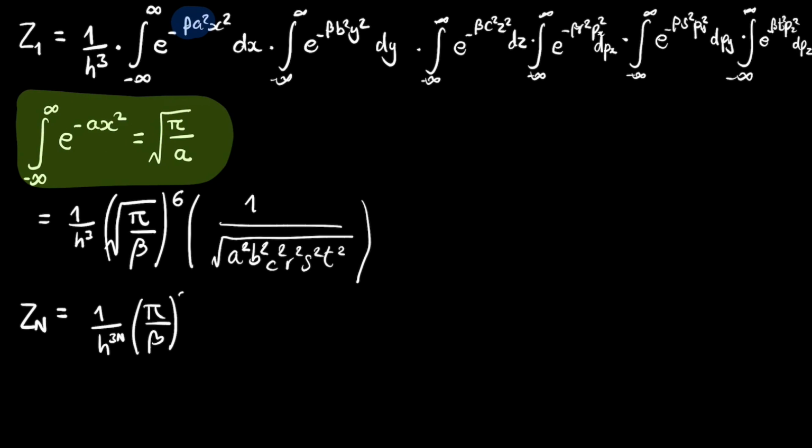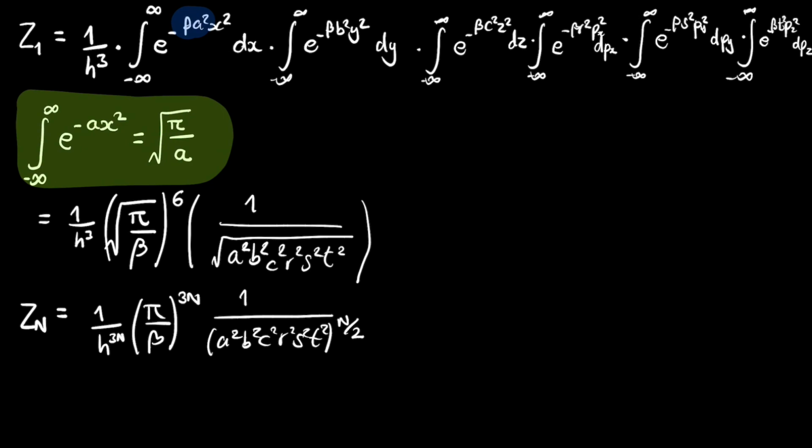Okay. And this term right here, well, this is all under a square root, so this is all raised to the power of 1/2. And so if we raise it to the power of n, we're going to get a squared, b squared, c squared, r squared, s squared, t squared to the power of n over 2 right there. So I've simply distributed this, I've raised everything to the power of n and then split this n up into these three different terms right here.